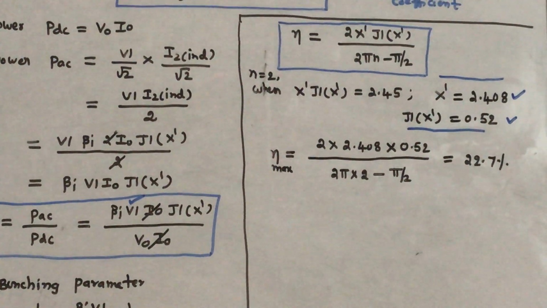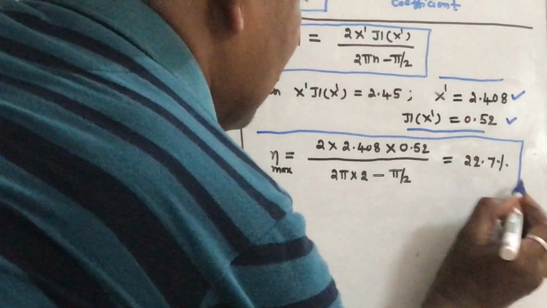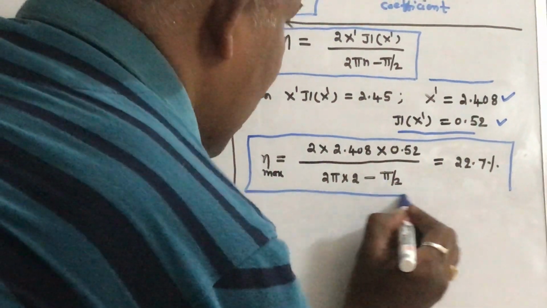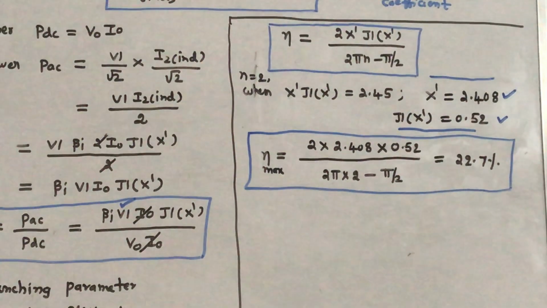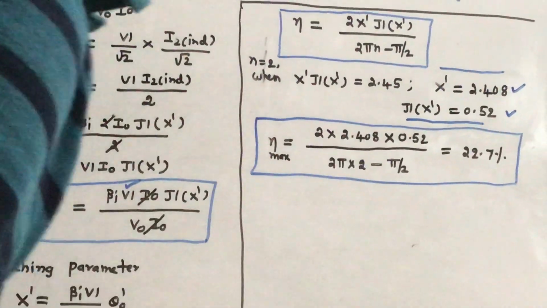Very, very important derivation in the examination: derive the maximum efficiency of reflex klystron. So this is the 22.7%. This is for the dominant mode, the 1 3/4 mode. This is the maximum efficiency.